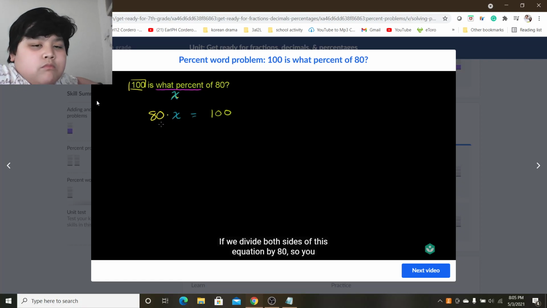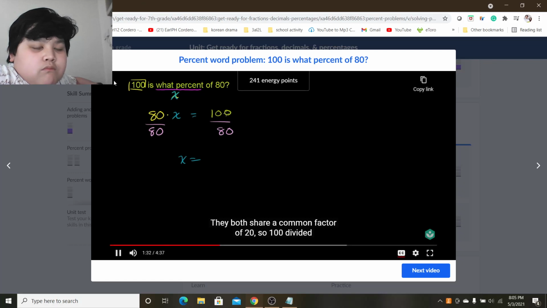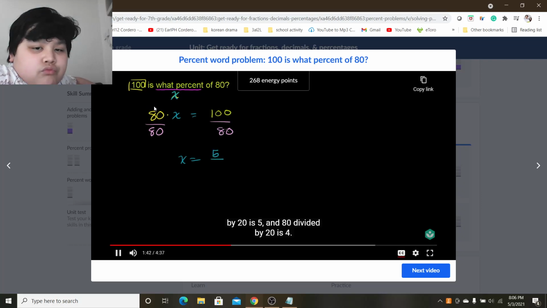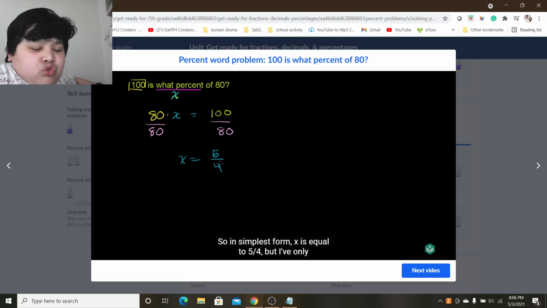If we divide both sides of this equation by 80, so you divide the left-hand side by 80, the right-hand side by 80, you get x. x is equal to 100 over 80. They both share a common factor of 20. So 100 divided by 20 is 5, and 80 divided by 20 is 4. So in simplest form, x is equal to 5/4, but I've only expressed it as a fraction. But they want to know what percent of 80.